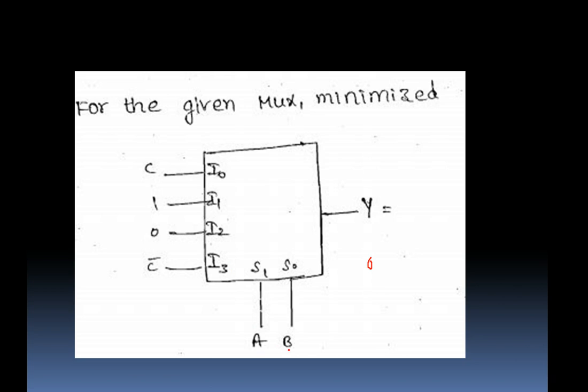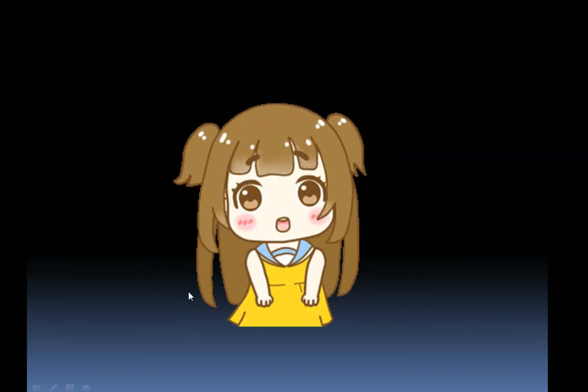So 0 0, A bar B bar into I naught, value is C. A bar B bar into C plus the next combination is 0 1. So A bar B into 1, I1 value is 1, and the next combination is 1 0, that is A B bar into I2, value is 0, and the next combination is 1 1, that is A B into C bar. So here I am writing.